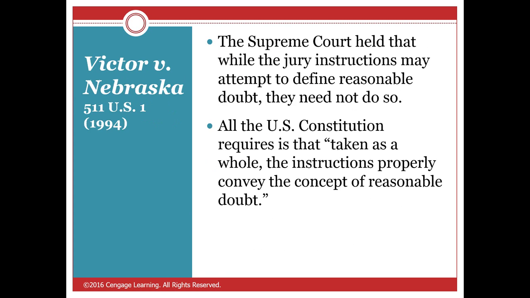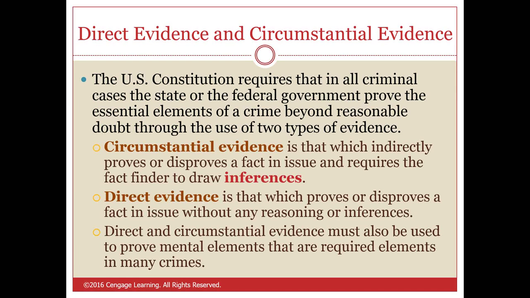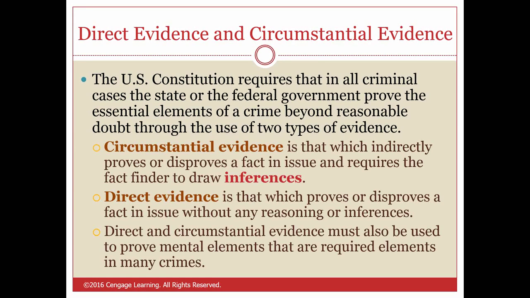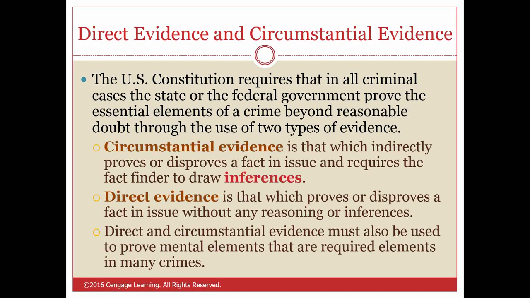Okay, I want to move on here and talk about direct and circumstantial evidence. The U.S. Constitution requires that in all criminal cases, the state or federal government prove the essential elements of a crime beyond a reasonable doubt using two types of evidence. I'm going to talk about direct evidence first, because that's the one that makes sense to most people. Direct evidence is exactly that.